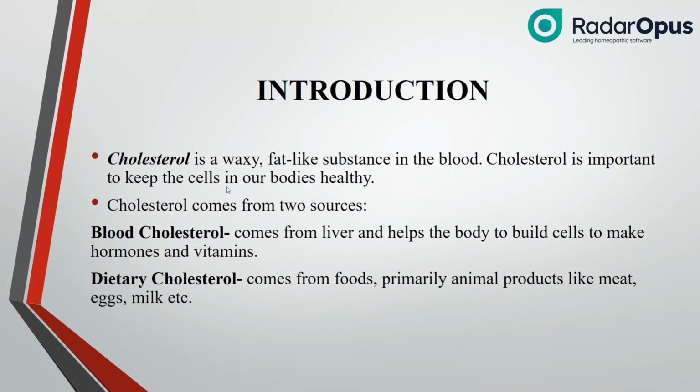Now, introduction about cholesterol. It is a waxy, fat-like substance in the blood. It is important to keep the cells in our body healthy. And it comes from two different sources in our blood. First is the blood source, which comes from the liver, and it helps the body to build cells and to make hormones and vitamins. So one is directly coming from the liver, and the other cholesterol which we gain is from the diet, which we take in the form of animal products like meat, eggs, and milk. So first is the blood cholesterol and another is the dietary cholesterol. These two are the different sources of cholesterol.